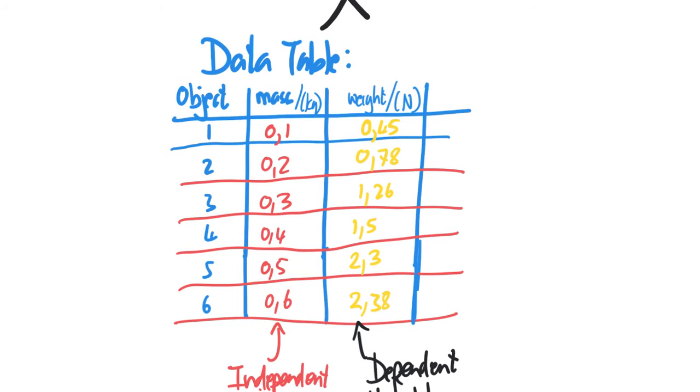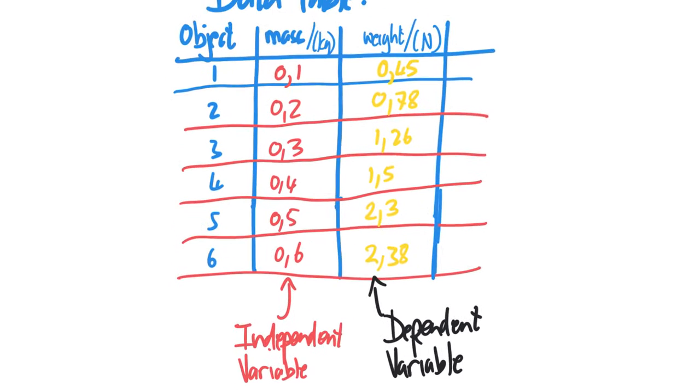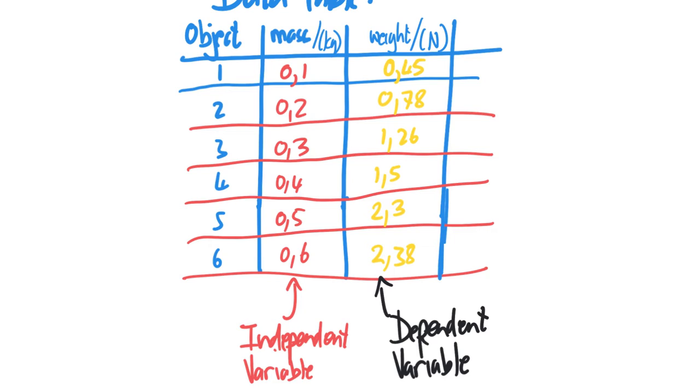So in her data table, she has six objects. The masses of each of the objects is measured in kilograms, and they were 0.1, 0.2, 0.3, 0.4, 0.5, 0.6. And the weight measurements were 0.45, 0.478, 1.26, 1.5, 2.1, and 2.38. Now, it's very important in these scientific method type problems to be able to identify the independent and the dependent variable and the fixed variable.